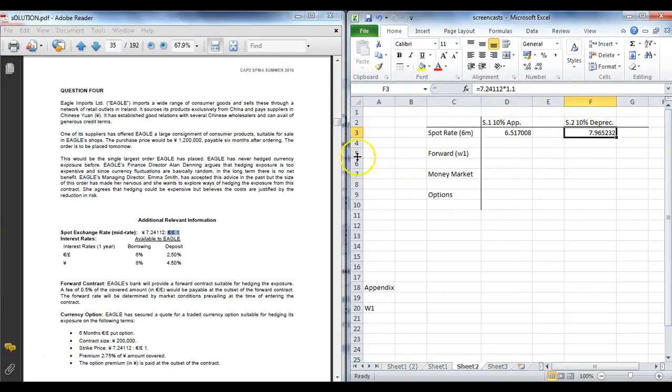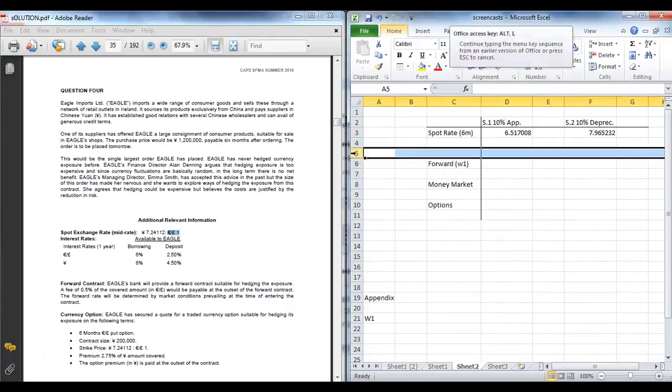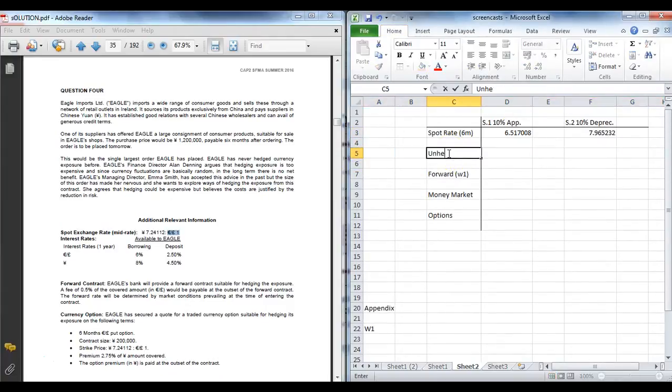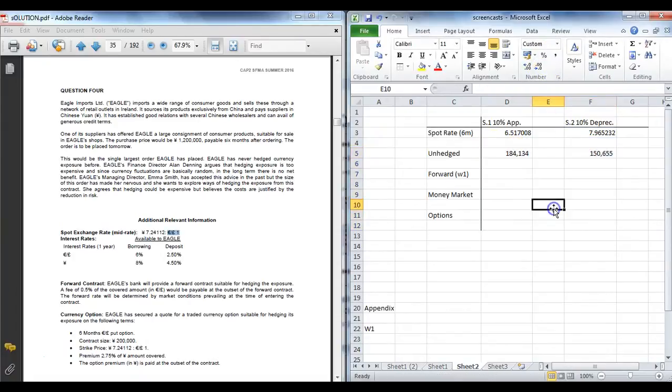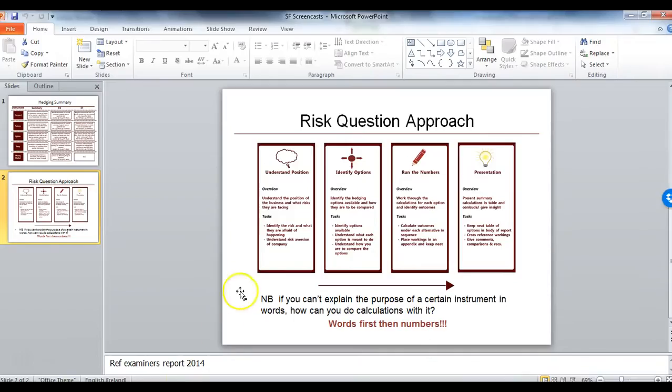And of course, if you had unhedged, I'll just put in unhedged here just for illustration. It's not part of the question, but it's good for tutorial purposes. Well, the unhedged cost here will be 1.2 million divided by the spot rate, and the unhedged cost there will be 1.2 million divided by the spot rate prevailing. So have a look there and see, is that consistent with what we initially feared based on our step 1? Because this is good. Remember we said the fear here was that the Chinese yuan would appreciate, because then it would cost the company more in euro terms to buy the goods.